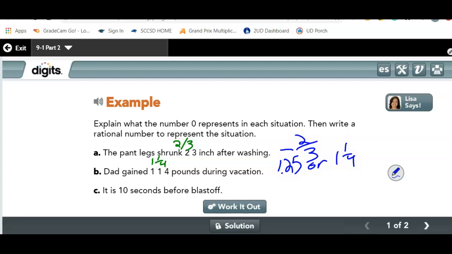It was 10 seconds before blast off. Jay? -10. Good, -10. What would 0 represent? Ian? Becca? Yeah, it's when the space shuttle blasted off, or whatever took off. Okay. All right. Questions?